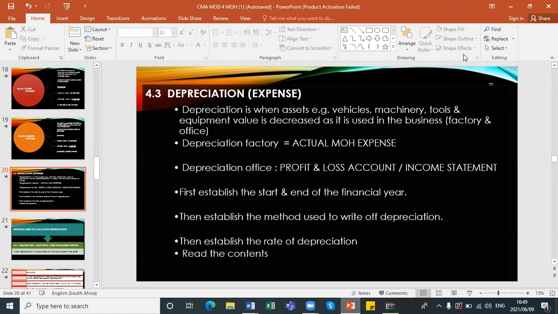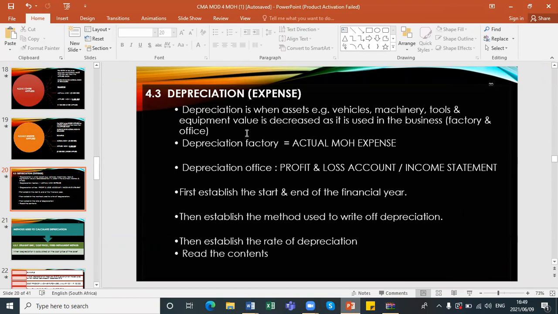We're going to speak about depreciation. Now, what is depreciation? Depreciation is when you reduce the value of your assets. Now, assets are things you buy for your office and your factory, such as vehicles, machinery, tools, and equipment. Now, you need to decrease the value.